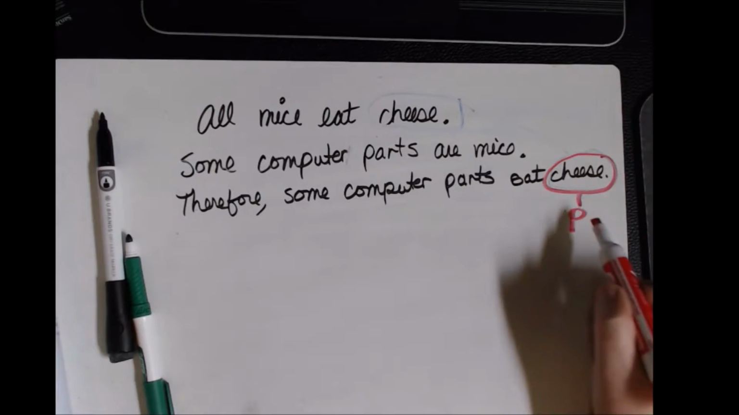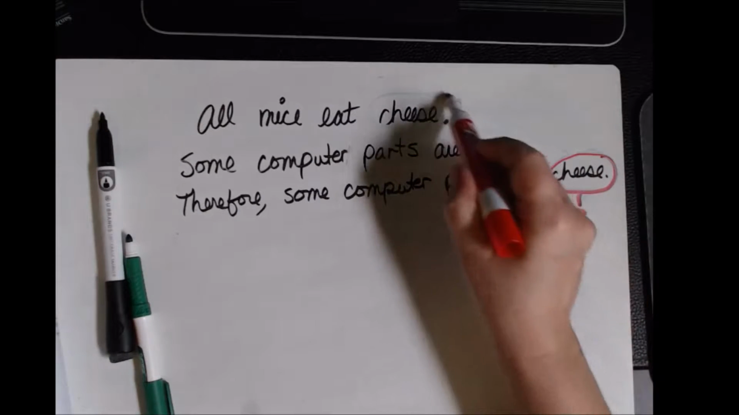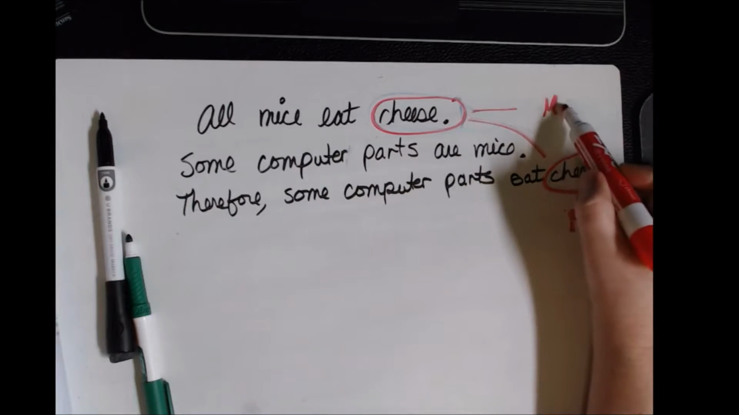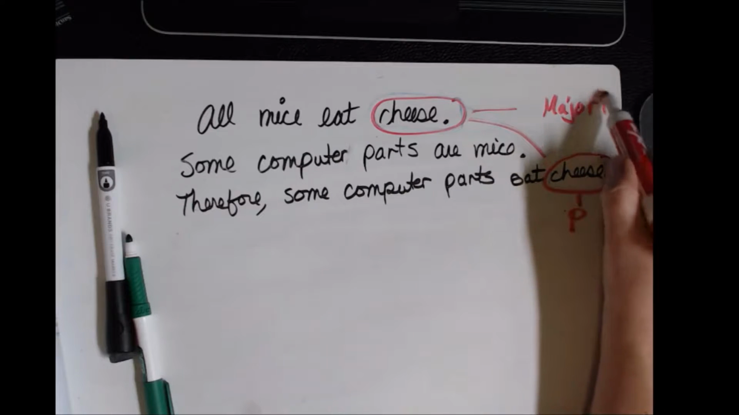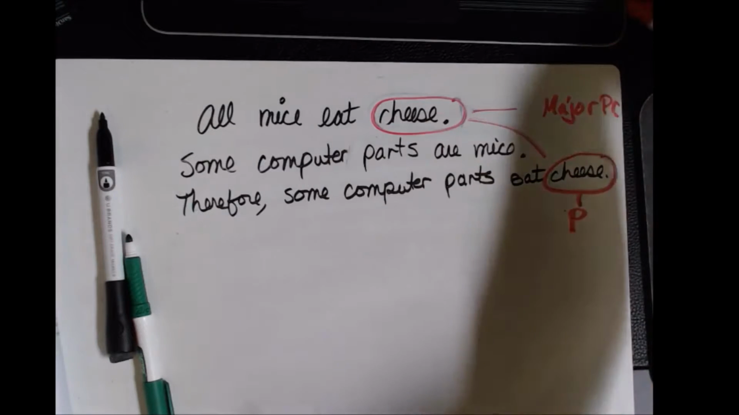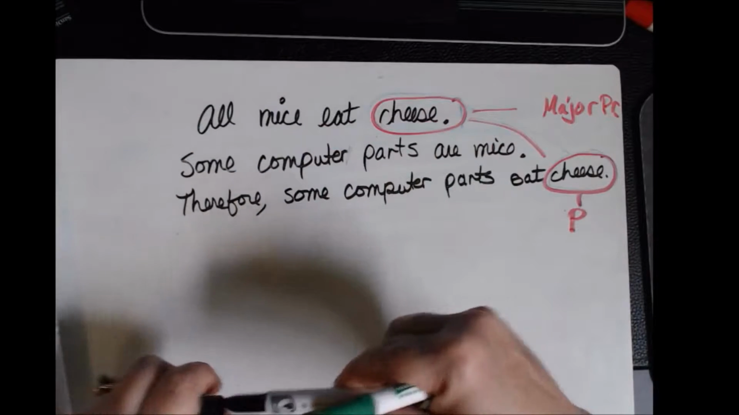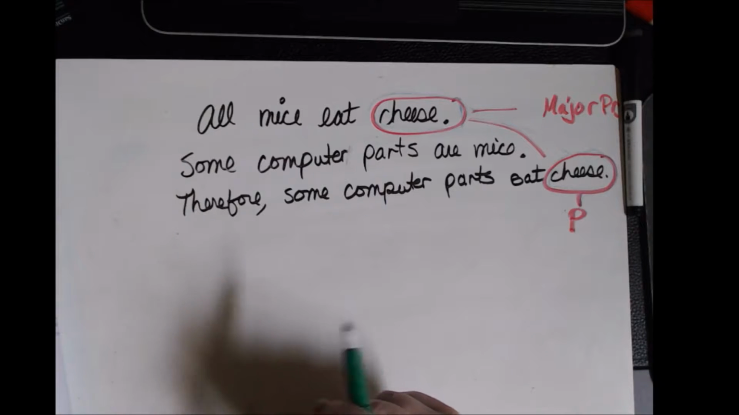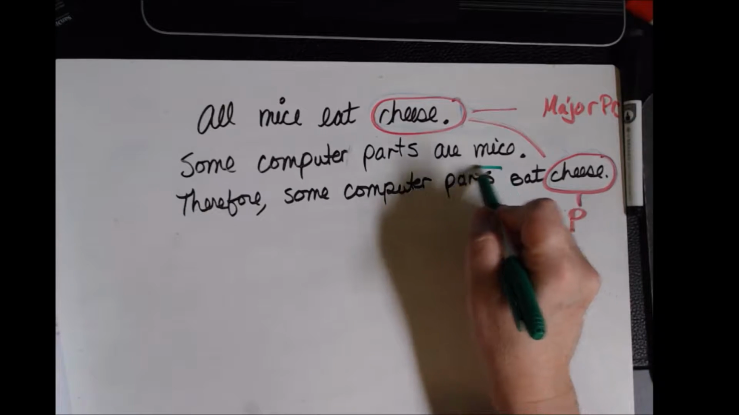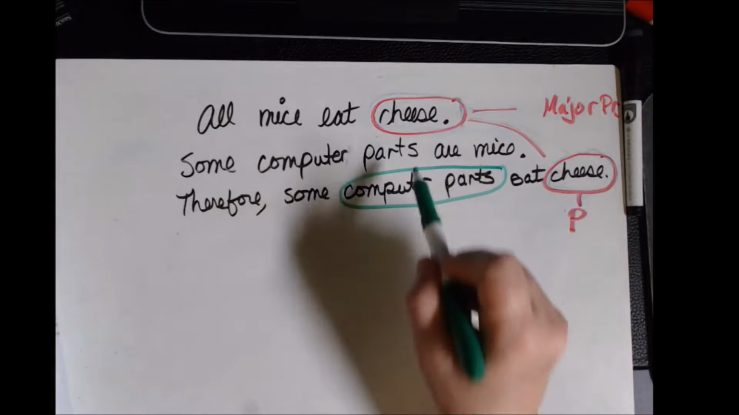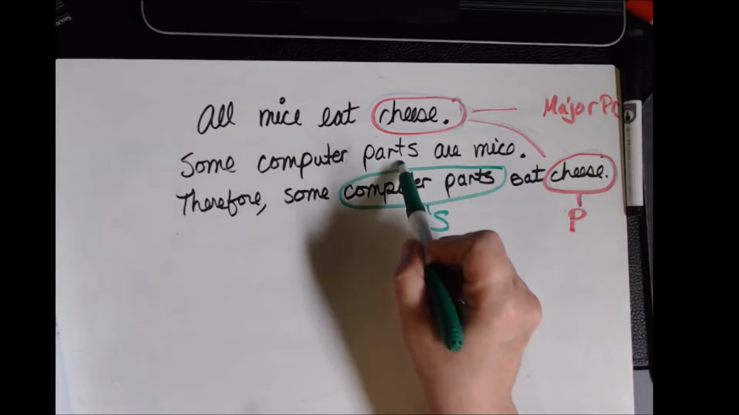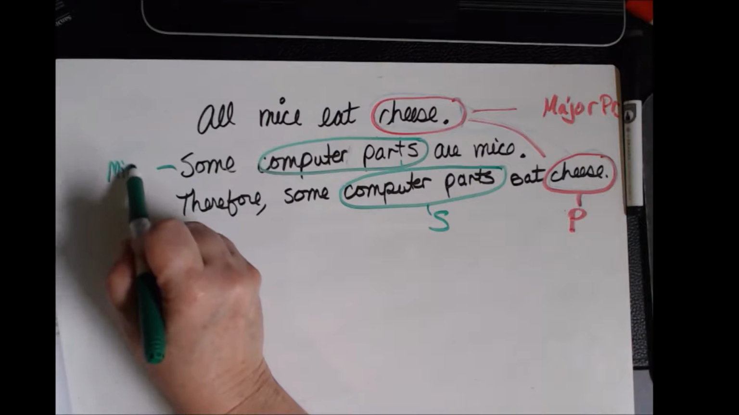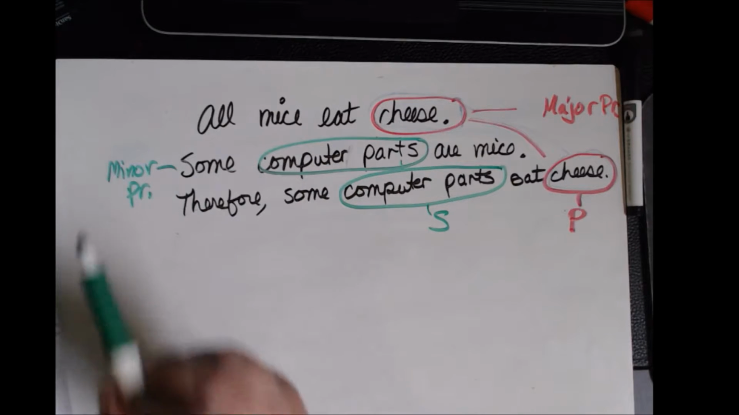Okay, so this is the major term because it is the predicate. So this is the major term, and we also now know that this is the major premise. All right, what about the minor term? The minor term is going to be the subject of the conclusion. So that's this one. So this is S, and I see it's also here. So I now know the second premise. This is the minor premise.